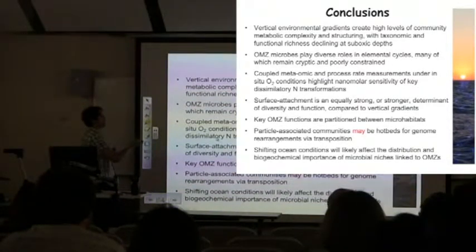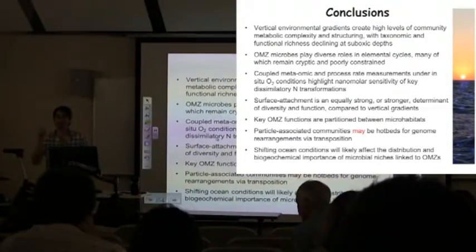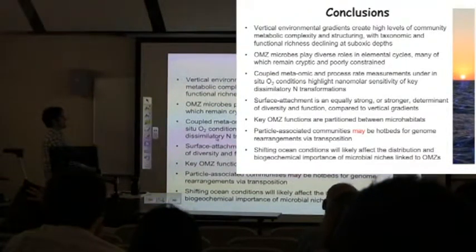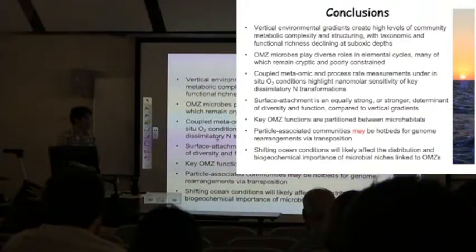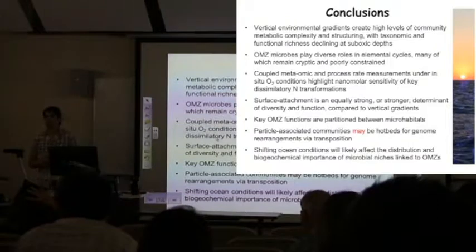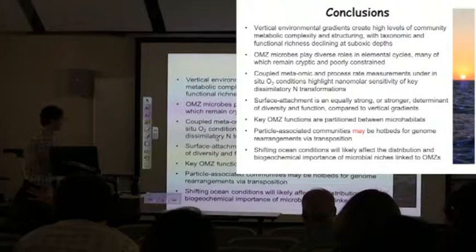A couple of meta-omic and process rate measurements under in situ conditions can highlight nanomolar sensitivity of some key enzymes and key gene expression processes. Right? We care about these levels of oxygen because that's what these bugs actually see out there. And surface attachment, despite these strong vertical gradients, is an equally strong, or perhaps even stronger, determinant of diversity of function compared to vertical. Key OMZ functions are partitioned between microhabitats. I think it's very interesting. It implies a coupling of some of these key processes that we care about.